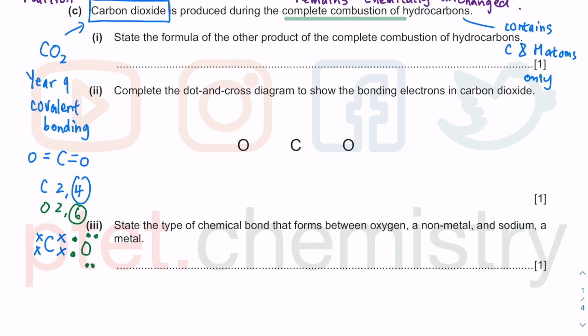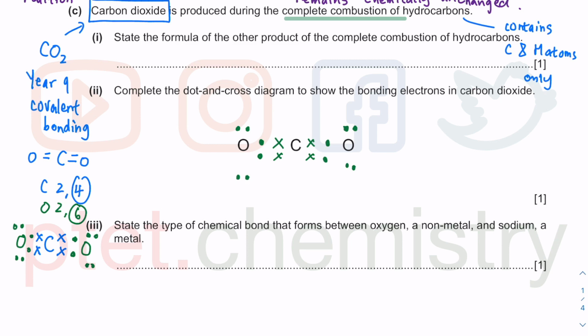These are called dot and cross diagrams. We need to complete the outer shell electrons, and that is basically what the next question is asking us to do. So carbon there will share 2 electrons with each oxygen. If I use crosses for carbon, then I have to use dots for oxygen. But if I use dots for carbon, then I have to use crosses for oxygen.